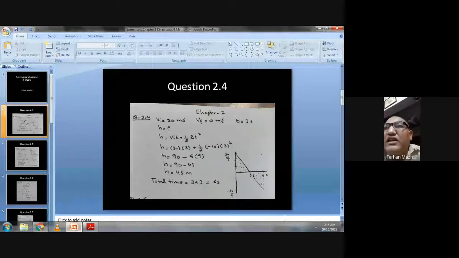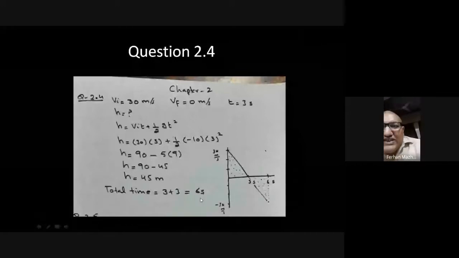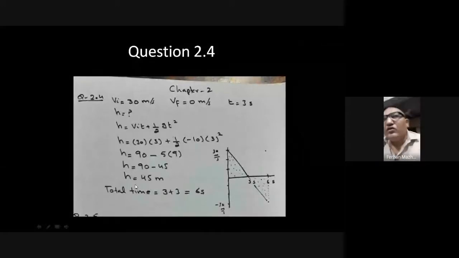So you can see the total time taken will be 3 plus 3 equals 6 seconds. So these are the two questions in 2.4 they ask you. Okay, another very important thing that I have shown here, a speed time graph.